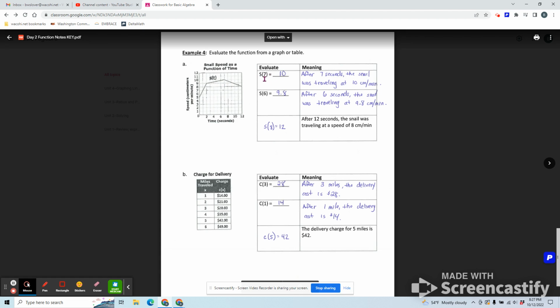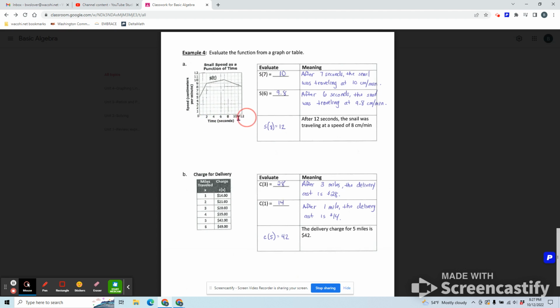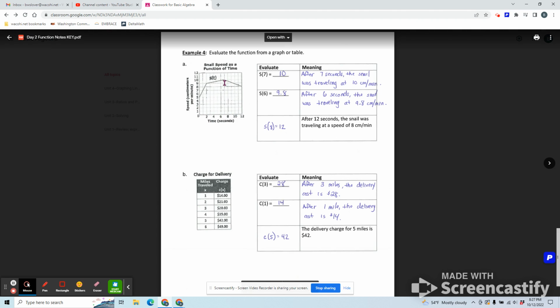Now if you think about it, it's saying s of 7. Remember, this is really my x value, and this is your x-axis. If it was a coordinate plane, that would be your x-axis. So on the x-axis at 7, what's my y value? In this case, it's 10. So it's saying after 7 seconds, the snail was traveling at 10 centimeters per minute.